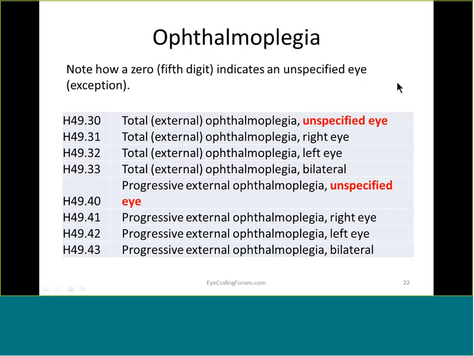And on this slide, notice that we have different codes. It's H49. So these are not refraction codes. We have total external ophthalmoplegia. Once again, it's an exception with the unspecified being 0. And then we have progressive external ophthalmoplegia. Again, it also has an unspecified eye code of 0.